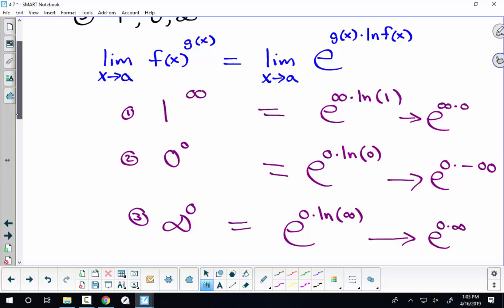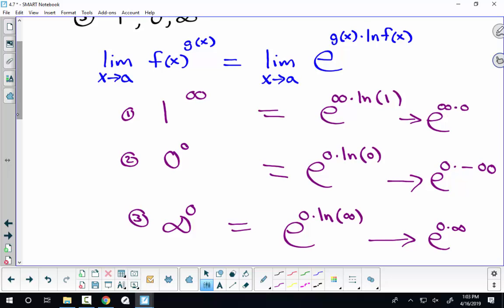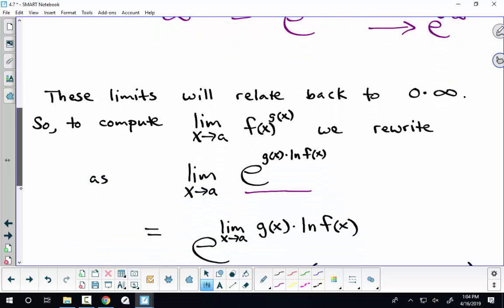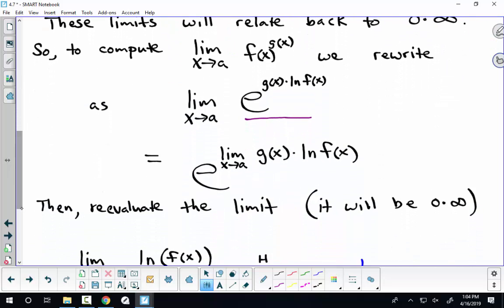Okay, so then we're evaluating the limit as x goes to a on e to the g of x times the ln of f of x, and it doesn't affect e, so what we're able to do is move that limit here in this step. We're able to move the limit up into the power and just compute the limit and say whatever our answer is, it's e to that power. Okay.